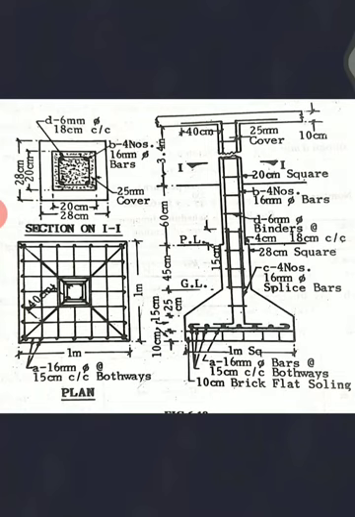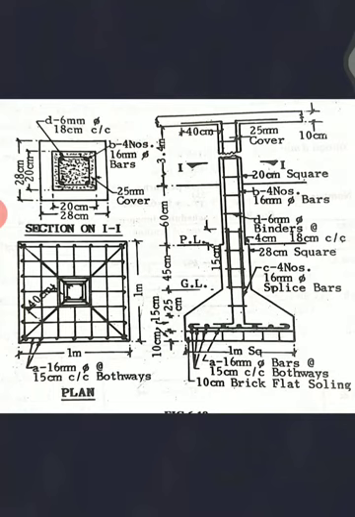Then this coned portion, from here to here, is 25 centimeter. Above that, up to the plinth, this portion is 45 centimeter. Then above the plinth a 60 centimeter portion will be there, the free portion. Over that, up to the slab, you will have a 3.4 meter portion, given here.